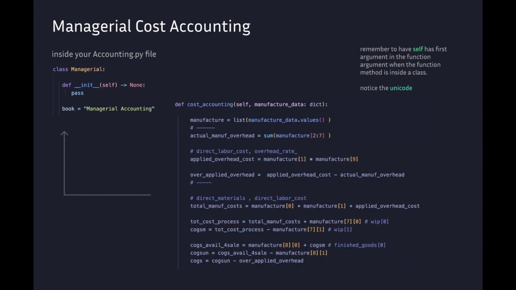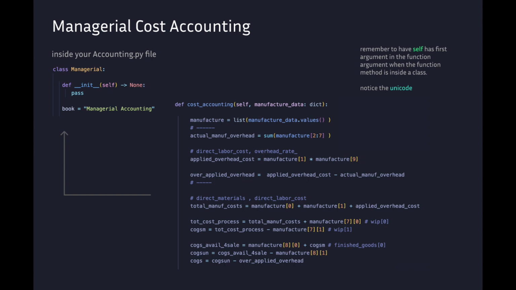Cost accounting method has self and manufacture data as arguments. Manufacture variable is the data dictionary values cast into a list function. Actual manufacture overhead variable is manufacture index slice from 2 to 7 inside the sum function. Applied overhead cost variable is manufacture index 1 multiplied by manufacture index 9.